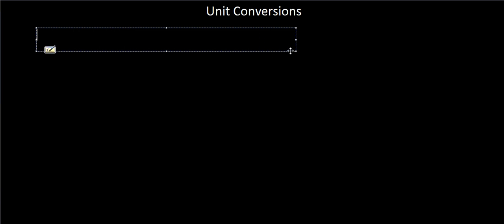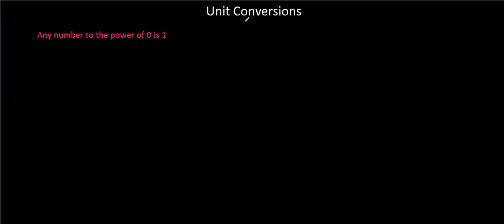In science and engineering, we do a lot of unit conversions. And that can be a little tricky, so I wanted to make a few videos hopefully simplifying that. I wanted to start by exploring the idea that any number to the power of 0 is 1. And of course, whenever I say power of, I mean make it an exponent.